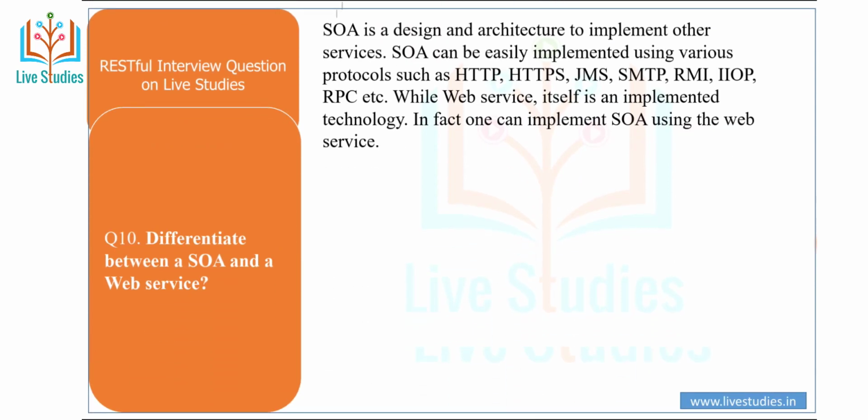Question number 10. Differentiate between SOA and a web service. SOA is a design and architecture to implement other services. SOA can be easily implemented using various protocols such as HTTP, HTTPS, JMS, JMTP, RMI, IIOP, RPC. While a web service itself is an implemented technology, in fact, one can implement SOA using the web service.